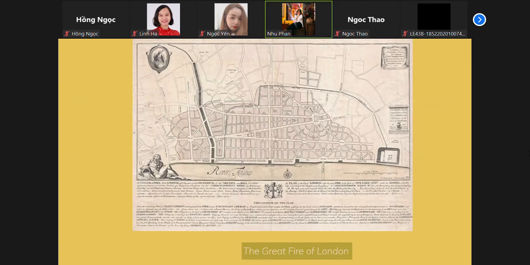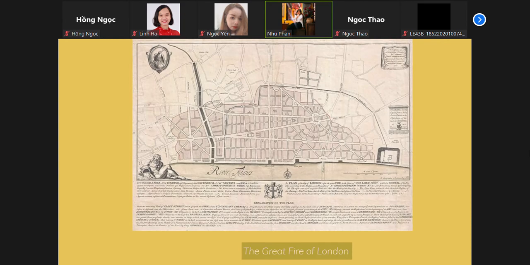A monument was erected in Pudding Lane on the spot where the fire began and can be seen today, as a reminder of those terrible days in September 1666. And as you can see, this map, said to be a reproduction of the original, shows Sir Christopher Wren's plans for reconstructing the city following the Fire of London.